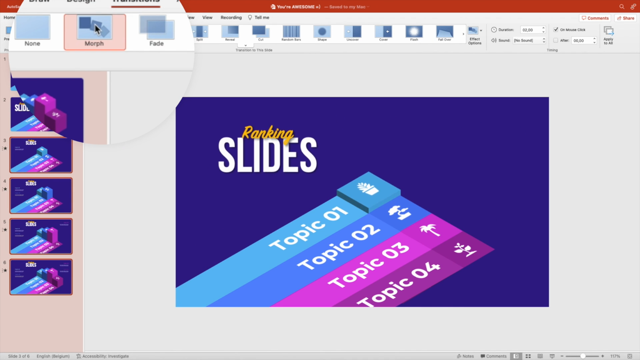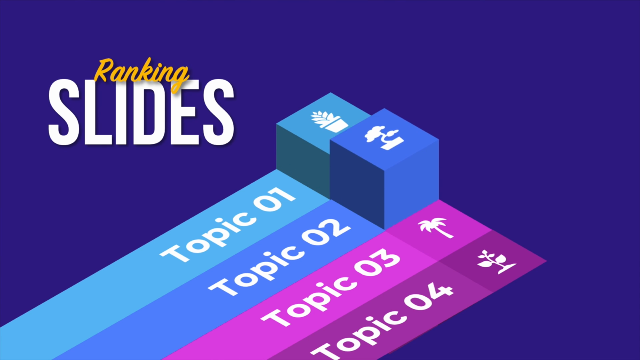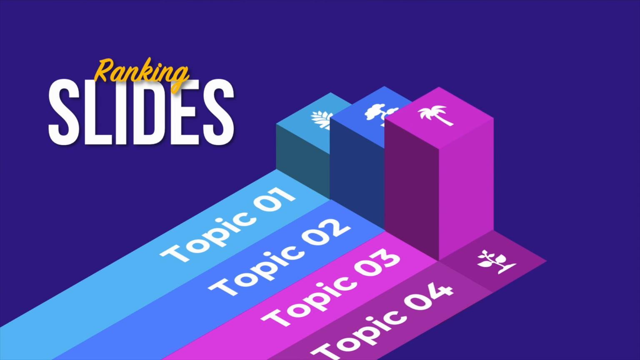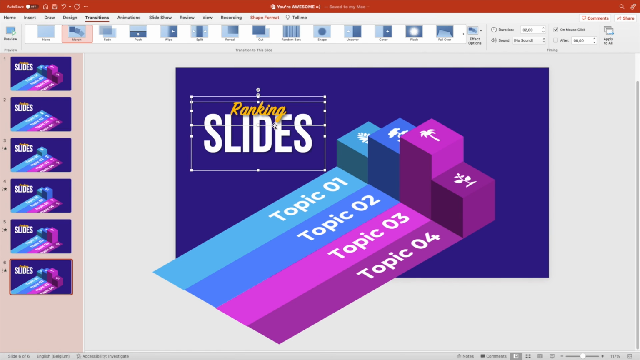Now we want to select them, add the morph transition to all of the slides, and let's preview. And here we have the animation that we are looking for. So you can control them with each single click, it will shift. Let's move to step number 4, which is adding the text and animating your custom text in the presentation.